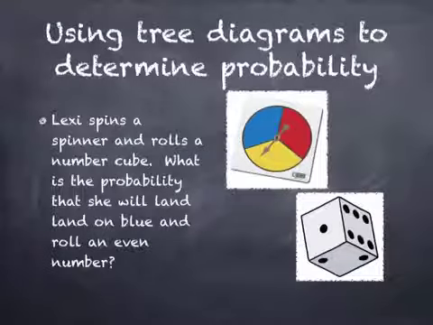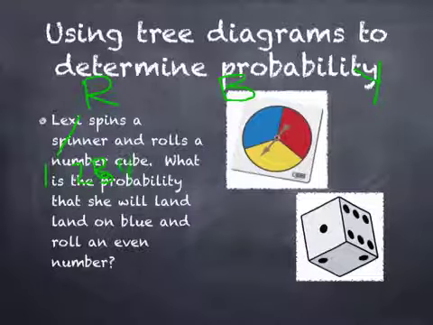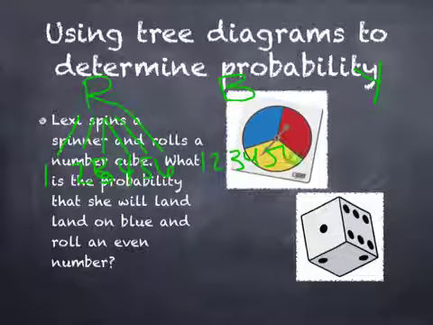We can also use tree diagrams to determine the probability of an actual event. So Lexi spins a spinner and rolls a number cube. What is the probability that she will land on blue and roll an even number? Okay, so if we use a tree diagram, we can write in our possibilities for red, blue, or yellow, and we have 6 different possibilities with each number cube. Like so.